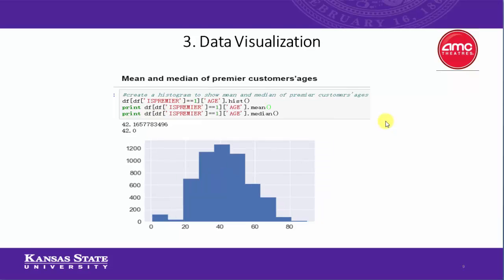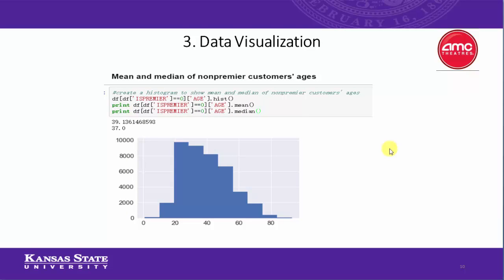In this visualization, I made a histogram to show the mean and median age of the Premier customers. The results show that the mean is 42.1 years old, and the median is 32 years old. This shows that AMC's Premier customer base is concentrated around 42 years old.